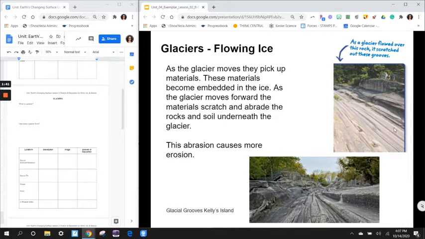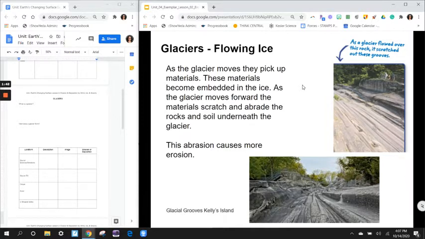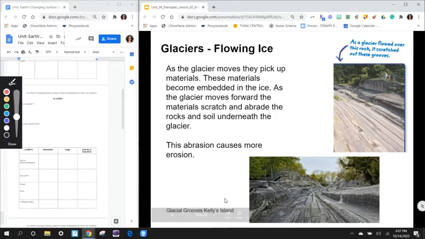So these are two examples from Kelleys Island, where you can see those deep grooves and scratches and striations that have been caused by the glacier. This is an area on Kelleys Island. So you can see here the striations that occur from these grooves, these very deep gouges that have formed from the glacier.